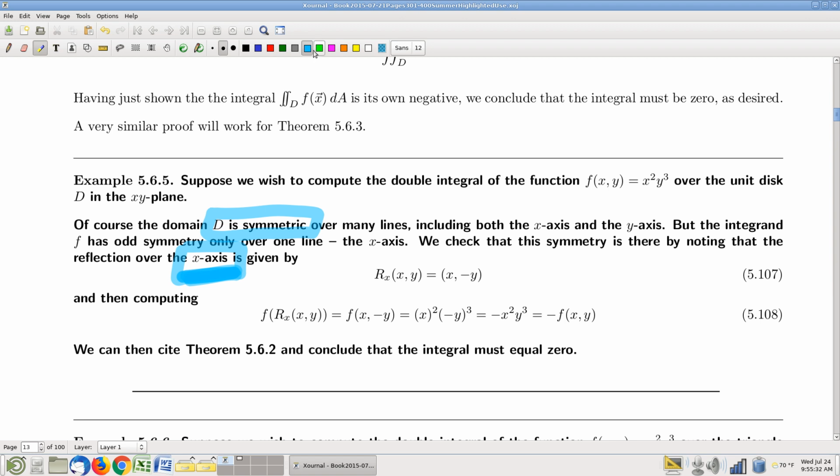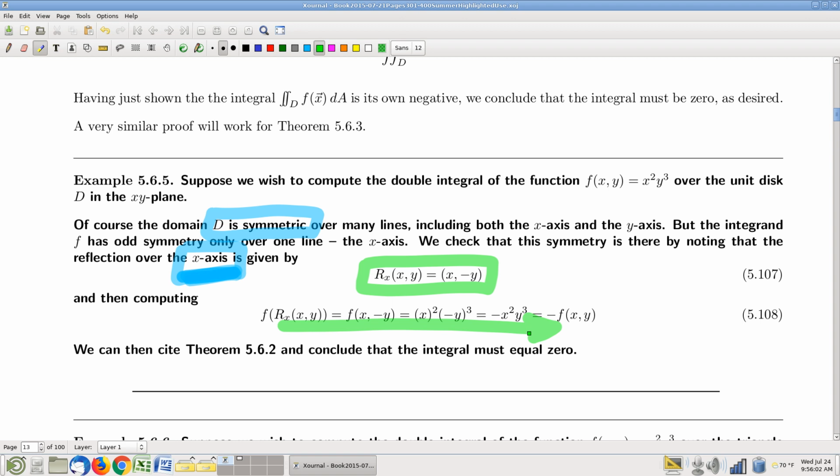Okay. Let's see here. You have to give me the formula for the reflection over that line, and then you also have to demonstrate algebraically that the function has odd symmetry. Right? Because this isn't obvious. That a function has odd symmetry over a certain line is really not obvious. Right? So that I do want to see. So these are the four things.